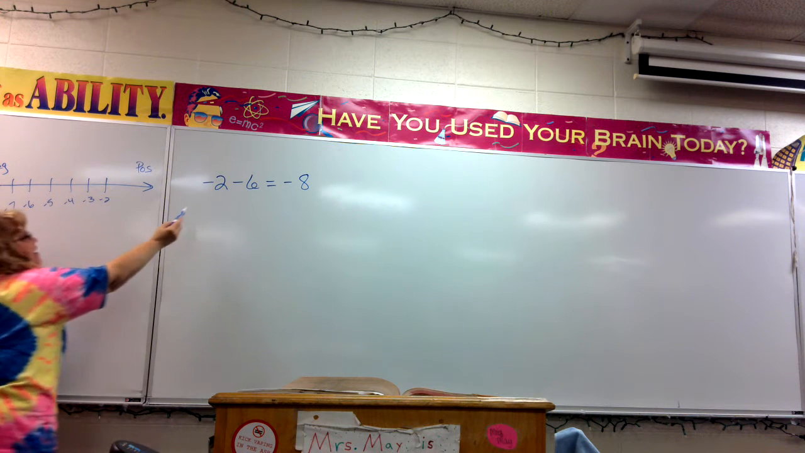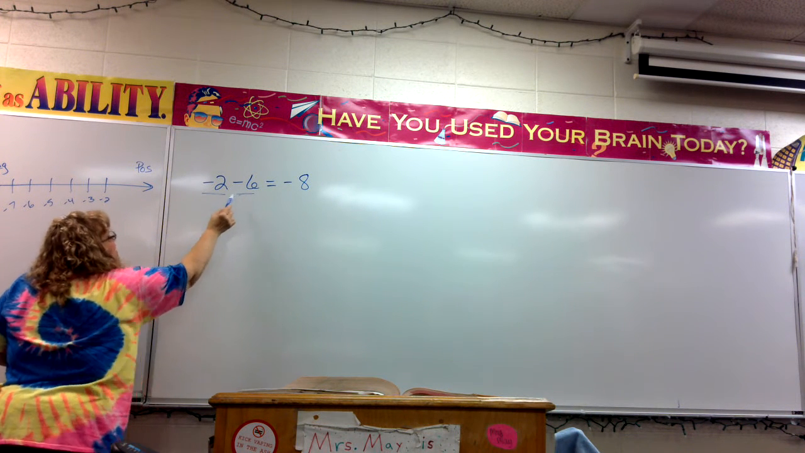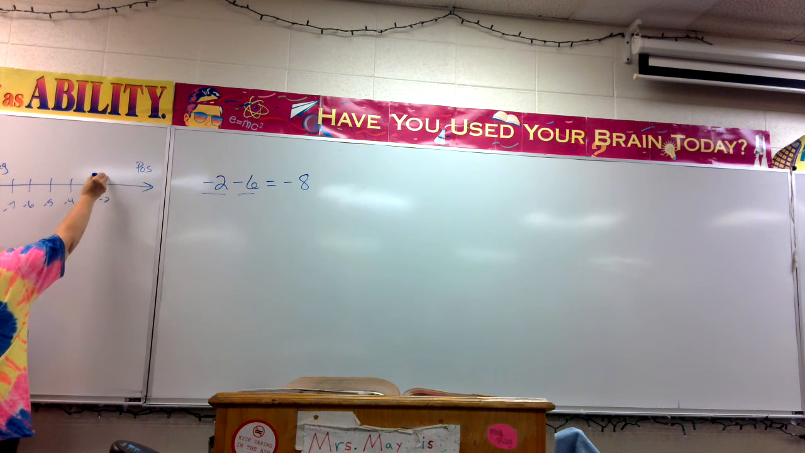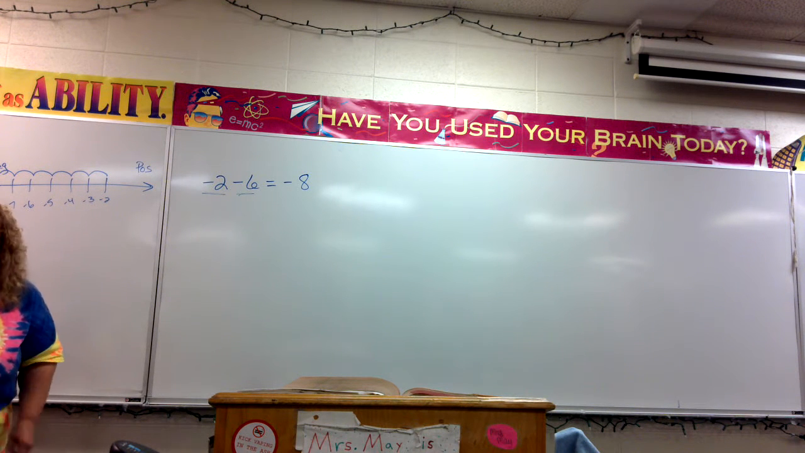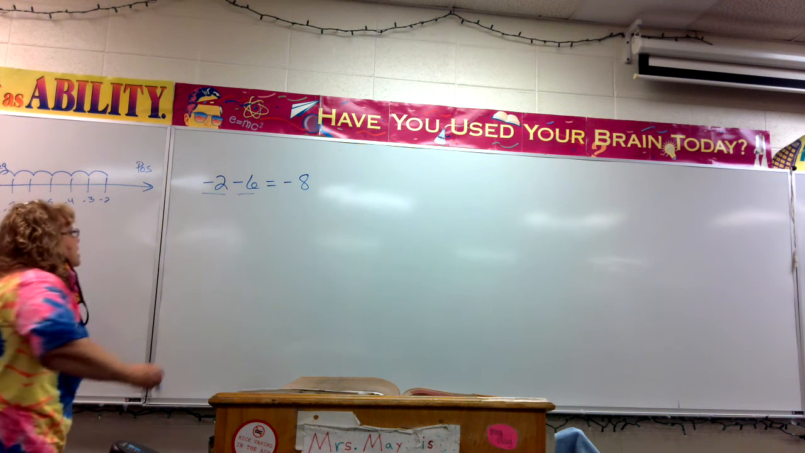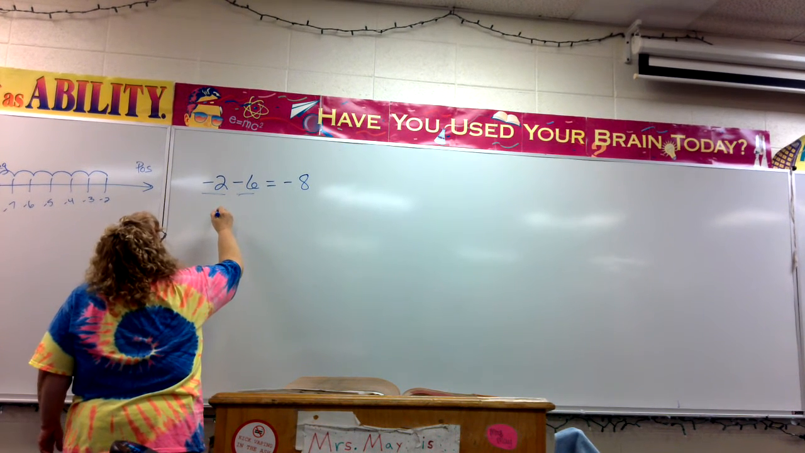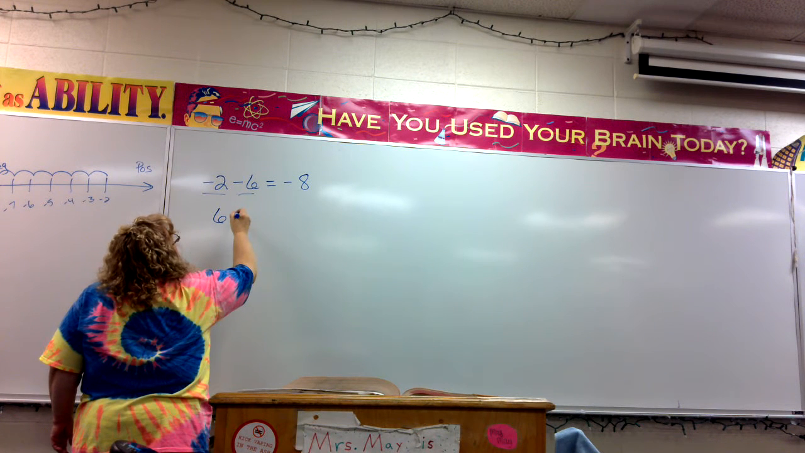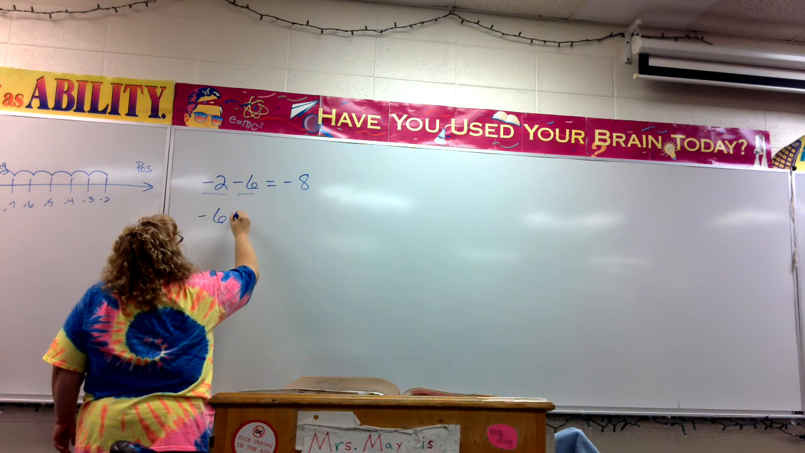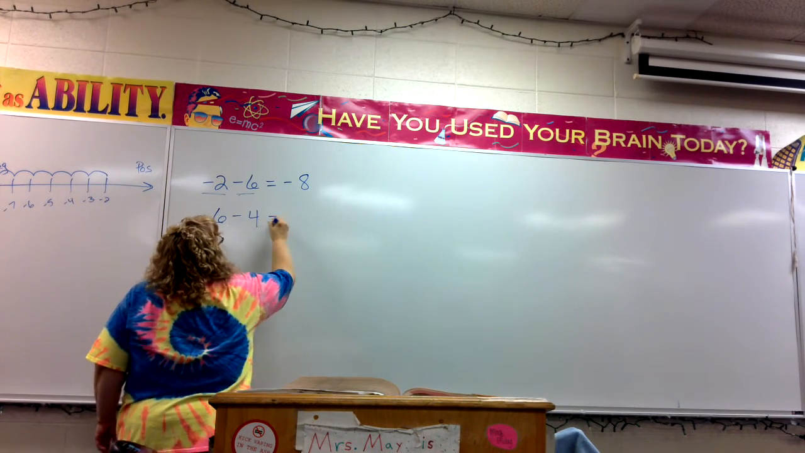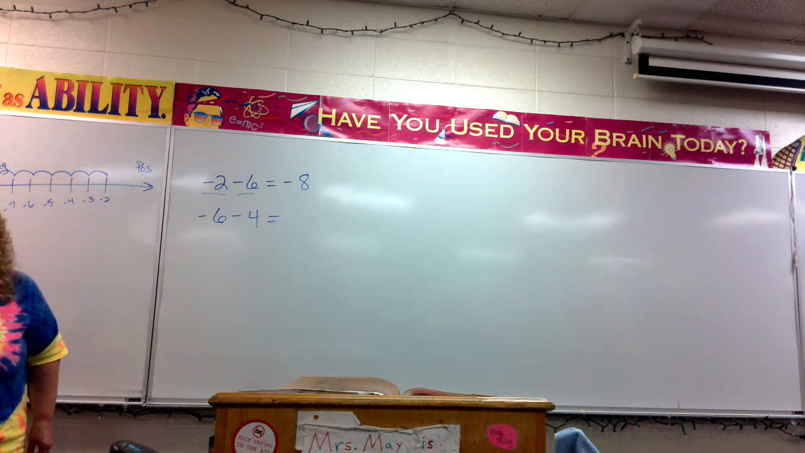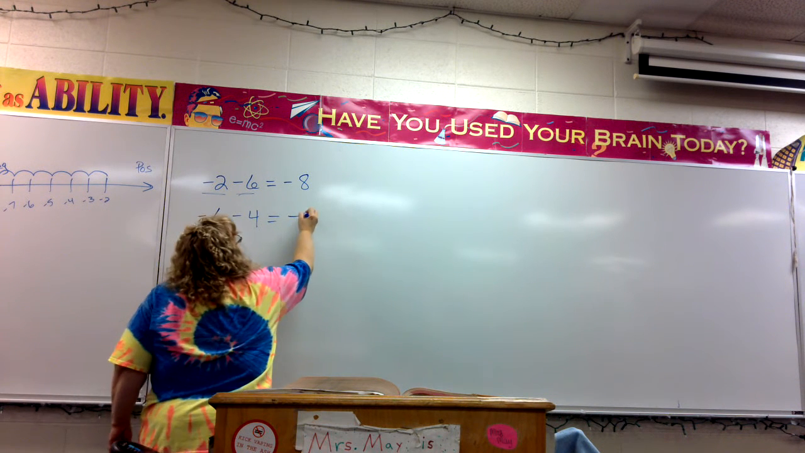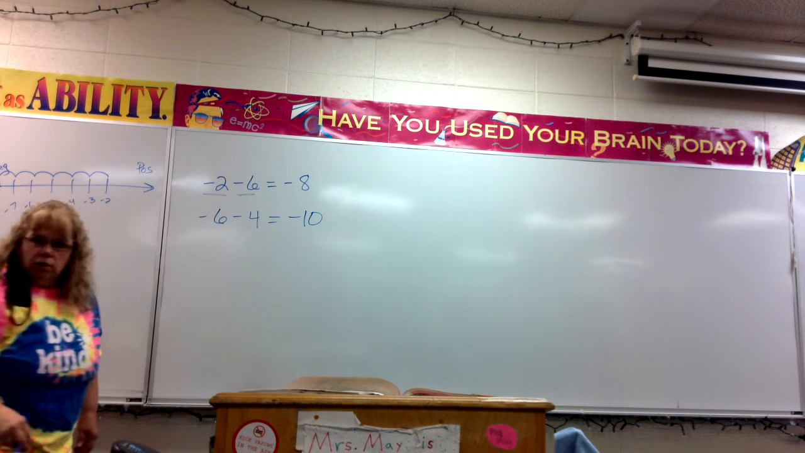So you're going to start at -2 and go in the negative direction 6 units. Go in the negative direction 1, 2, 3, 4, 5. Where will I end up? -8, right? And what if I do -6 minus 4? What will that give us? -10. And that we've done before, right?